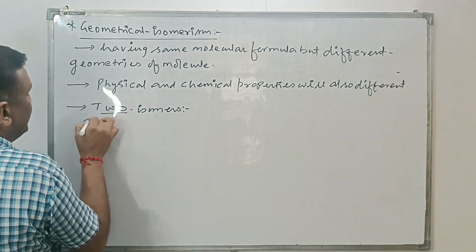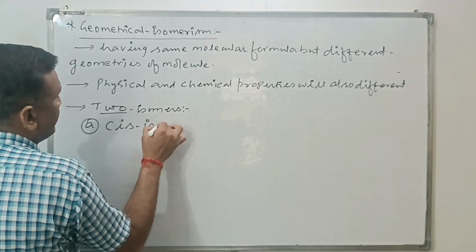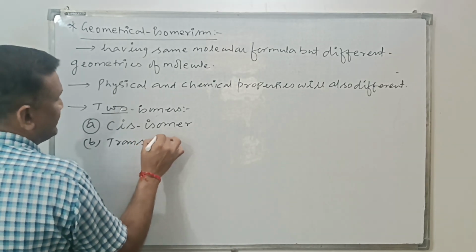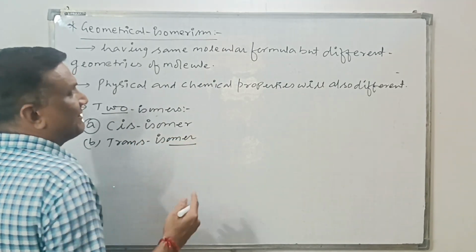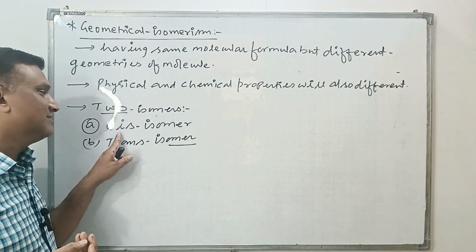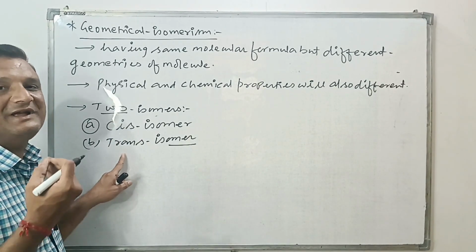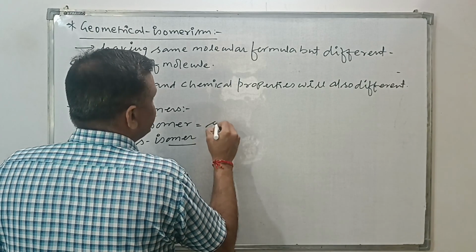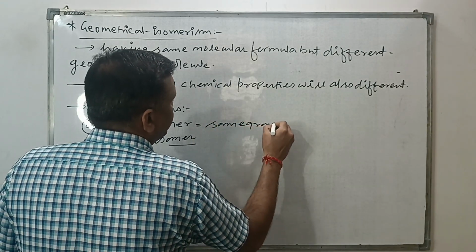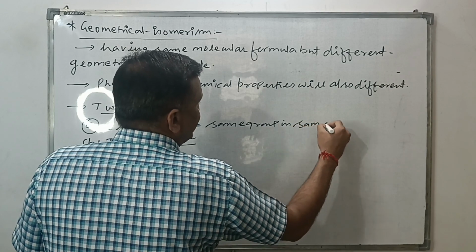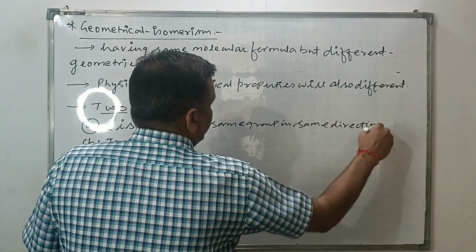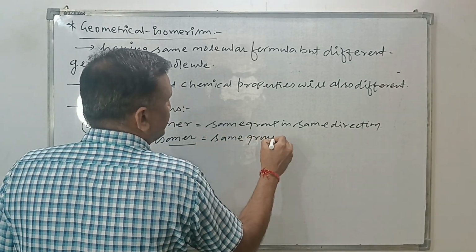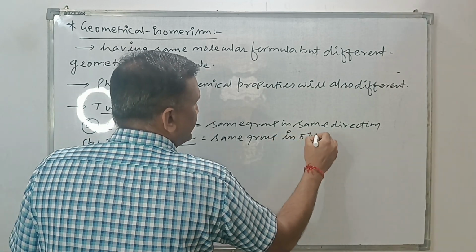So this is the cis isomer and another is the trans isomer. Verbally we can say that if the same groups are in the same direction, then it is the cis isomer, and when the same groups are in opposite directions, then it is called the trans isomer. So cis is the same group in the same direction, and trans is the same group in opposite direction.